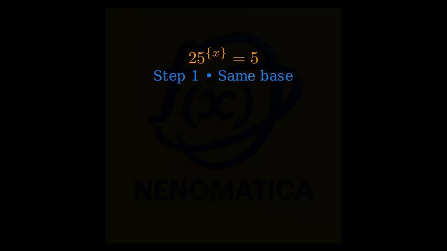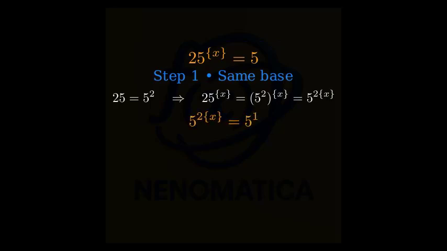Step 1. Write both sides with the same base. Since 25 is 5 squared, we rewrite the left side using base 5. This gives 5 to the power of 2 times the fractional part of x equals 5 to the power of 1. Step 2. Equate the exponents.